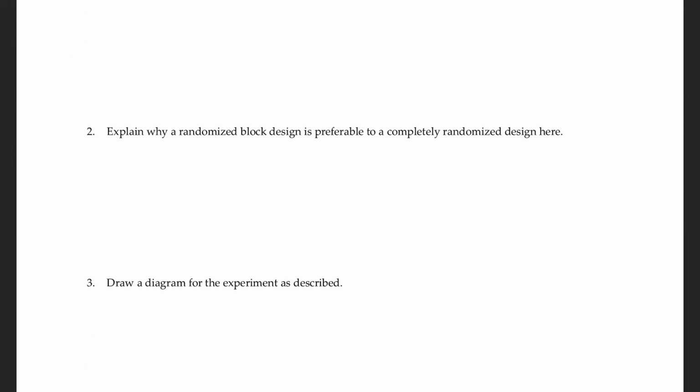Okay, and then the second one here, why would randomized block design be a better way to do this than just a completely randomized design? What are some pitfalls you might fall into if you did just completely randomized and did not block?